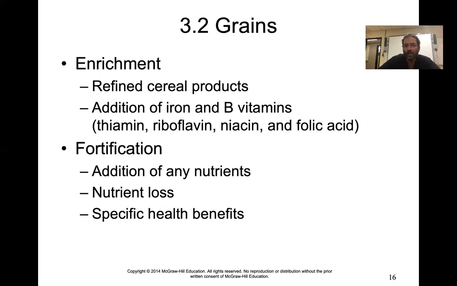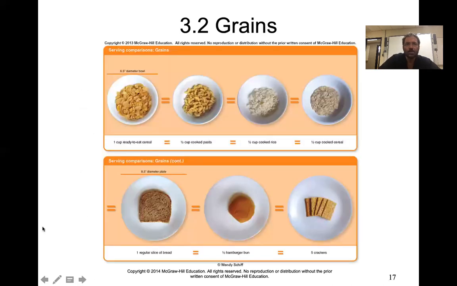So fortification is addition of any nutrients, all right? Or if there's nutrient loss, we're going to try to add that in, or specific health benefits for some things. If you need additional vitamin C, or you need additional fortifying agents for a certain condition you have. So just kind of showing you all the different types of grain.